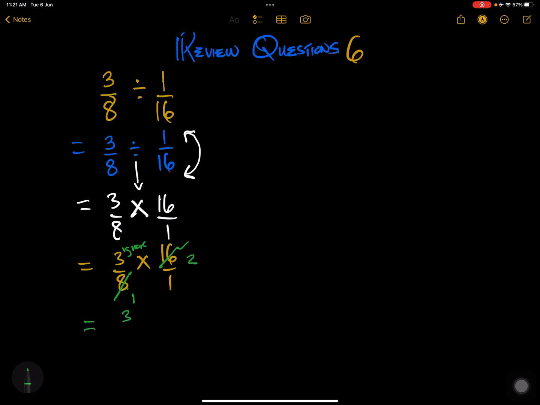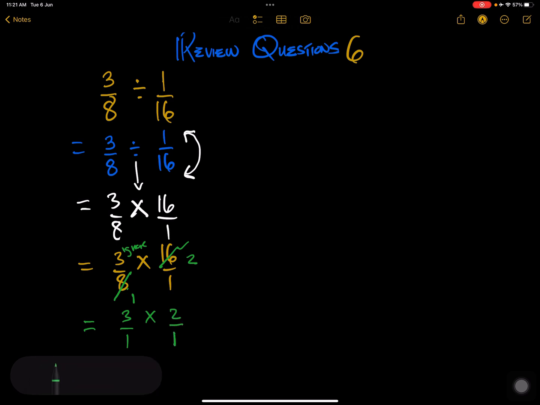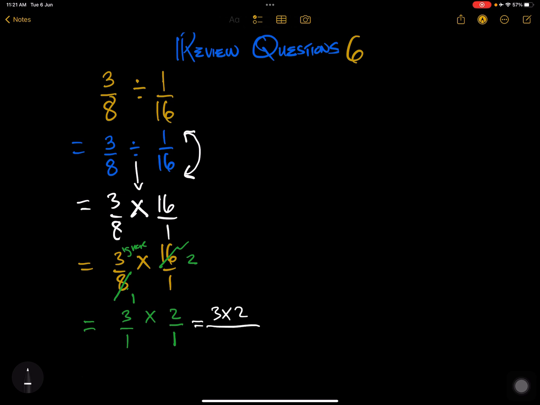We're going to have 3 divided by 1 multiplied by 2 divided by 1. And that gives us 3 times 2 in the numerator divided by 1 times 1 in the denominator. The numerator is going to give us 6 divided by 1. And the answer is 6.